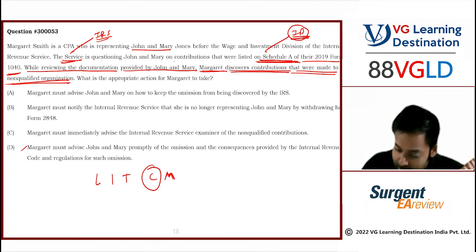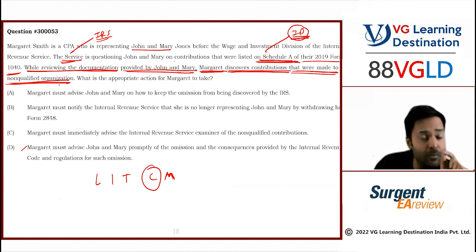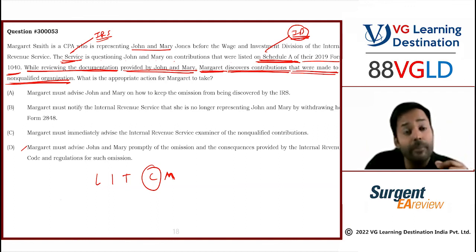In this case, when reviewing the documentation provided by the couple, Margaret, the CPA, discovers that the contributions were made to non-qualified organizations. So it was not made to qualified organizations, it was made to non-qualified. And since it was made to non-qualified, you cannot take the itemized deduction.